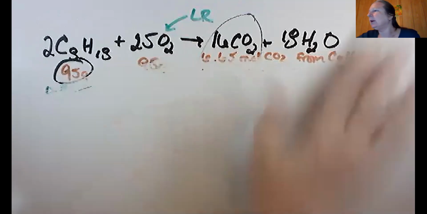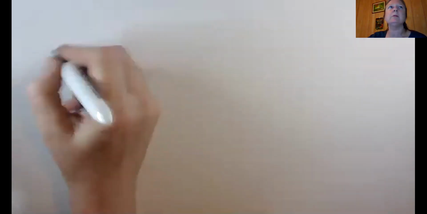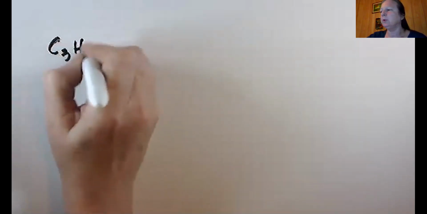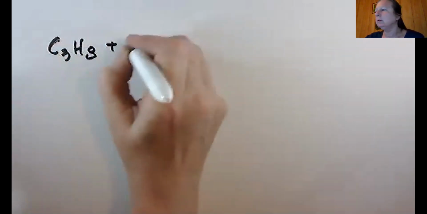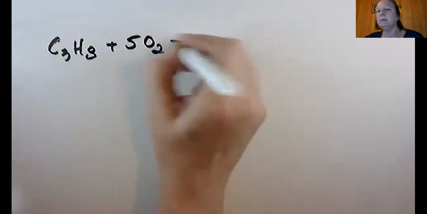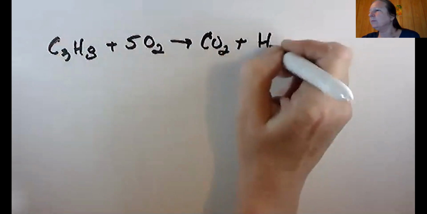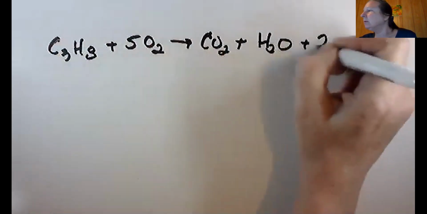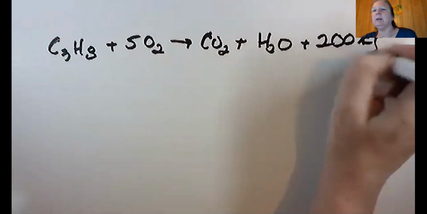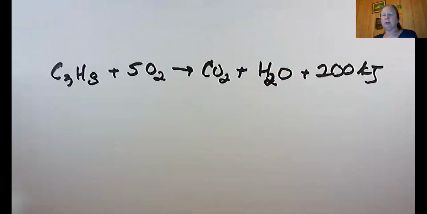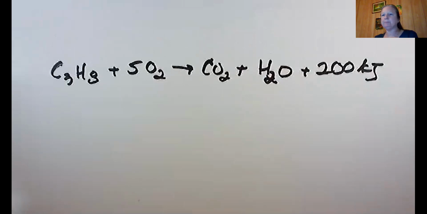So let's work it out. This one's already a balanced reaction. That's convenient. So it's our friend propane again. And we have energy in here, 200 kilojoules, and that's a 2H2O. So in case I'm blocking, there's your equation.